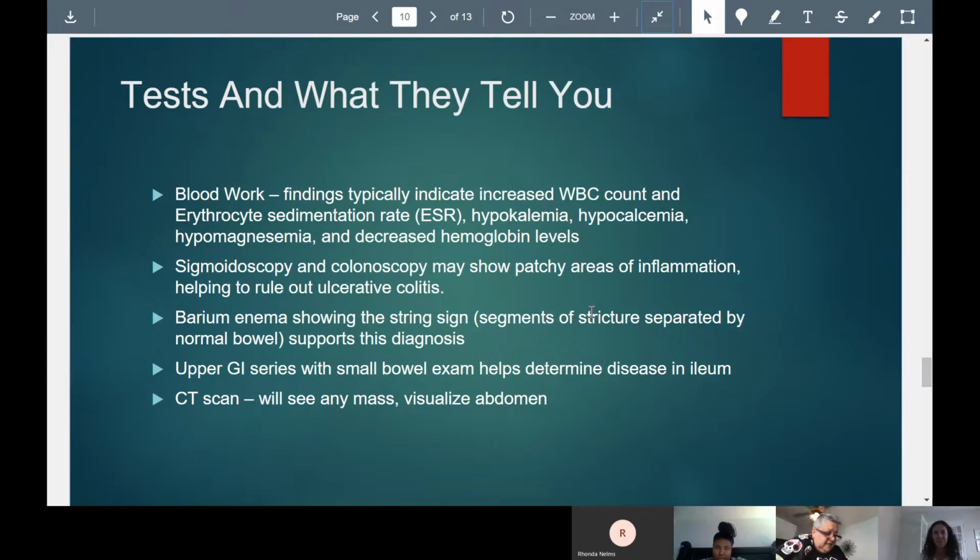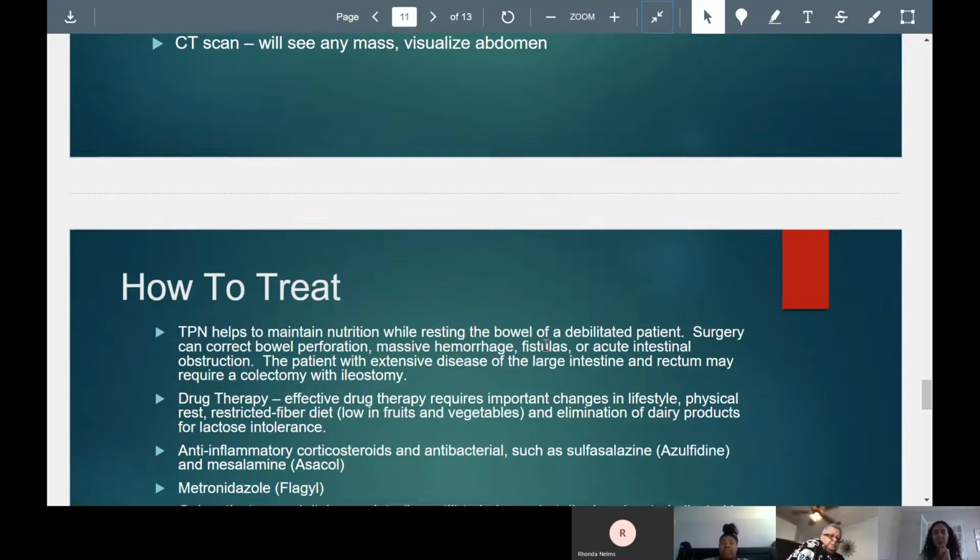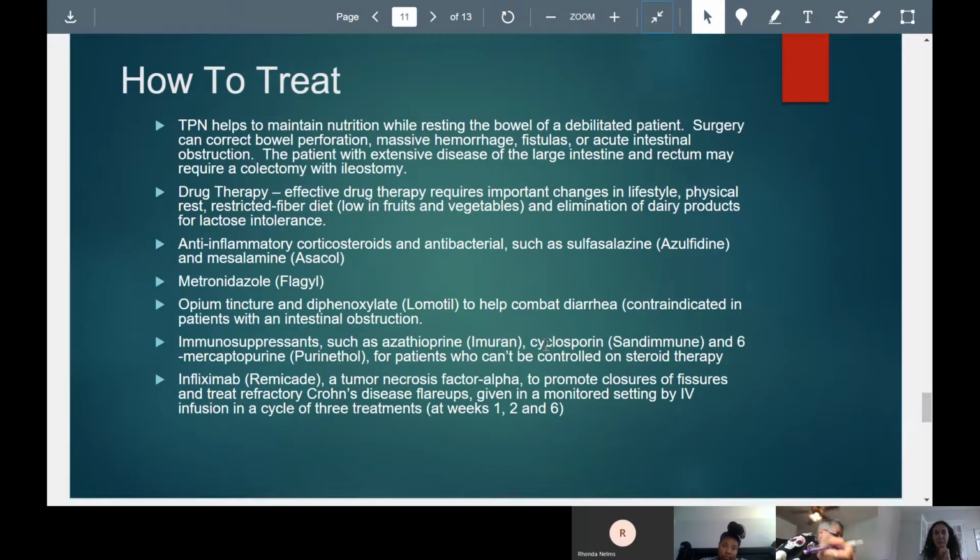An upper GI series with a small bowel exam helps determine the disease in the ileum. And they could do a CAT scan also, which is to look for masses, it's just to visualize the abdomen. We're going to talk more about these different tests on Thursday, but this is great.